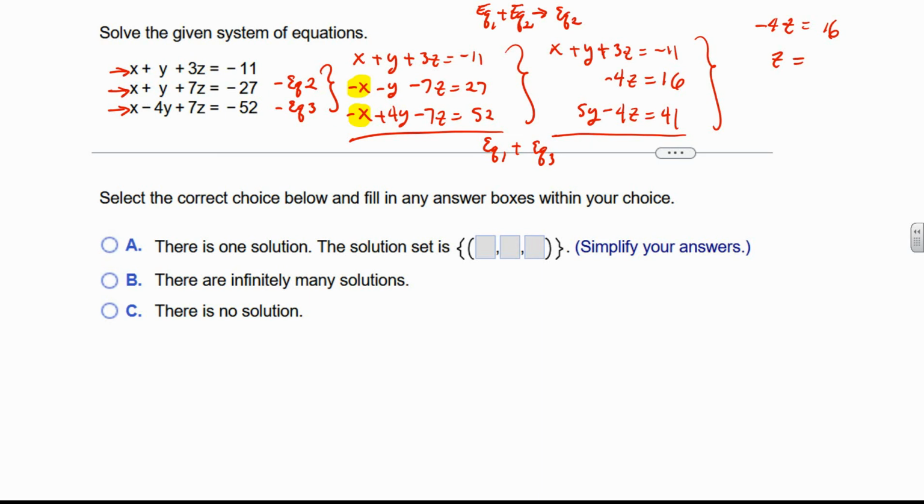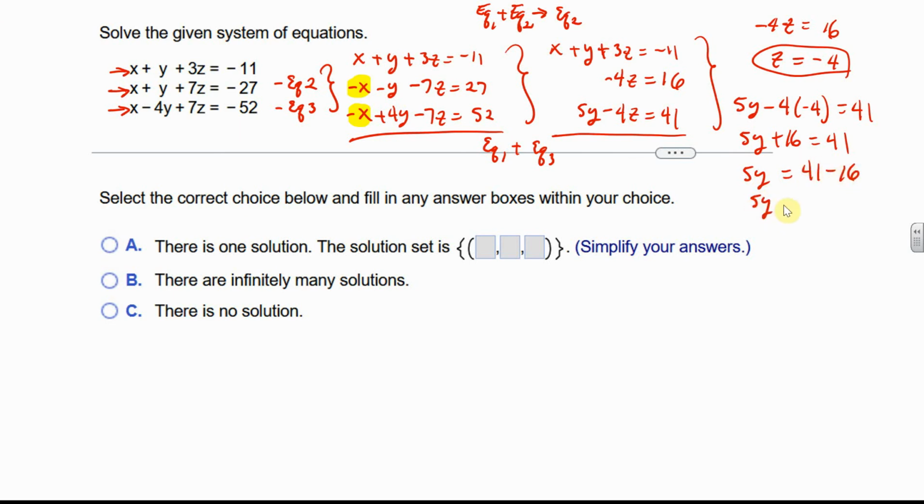So this is z equal to negative 4. Good. Now I take z equal to negative 4 and plug that into that last equation to get y. So this is 5y minus 4 times negative 4 is equal to 41. 5y plus 16 is equal to 41. 5y is equal to 41 minus 16. 5y is equal to, what is that, 25? And then I get y is equal to 5.